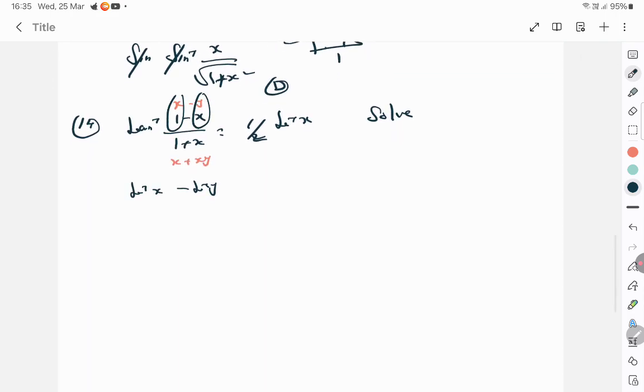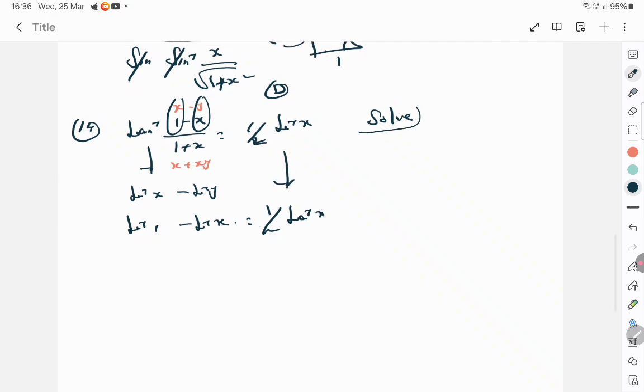X is 1. In this sum, what is y? Y is x. So tan inverse of 1 minus tan inverse of x. The left hand side has become like this, and the right hand side, you still have half tan inverse of x. You have to take the right hand side because it's a solved sum. Bring it to the other side.